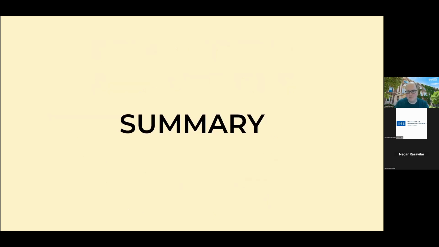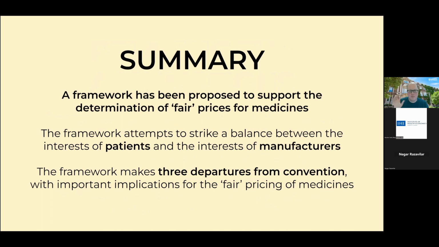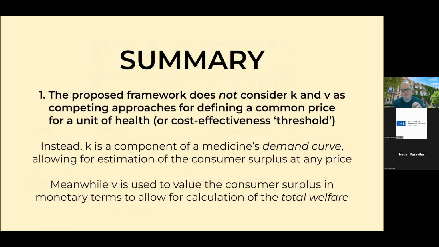So very quickly in summary, we've proposed a framework to support the determination of fair prices for medicines. The framework attempts to strike a balance between the interests of patients and the interests of manufacturers. The framework makes 3 departures from convention, which I think have important implications for the fair pricing of medicine. So the first departure is that, unlike previous papers, including my own papers from the past, we do not consider K and V as competing approaches for defining a common price for a unit of health or cost effectiveness threshold.